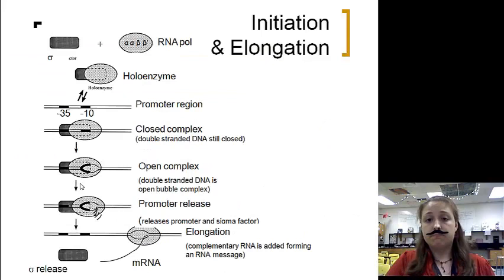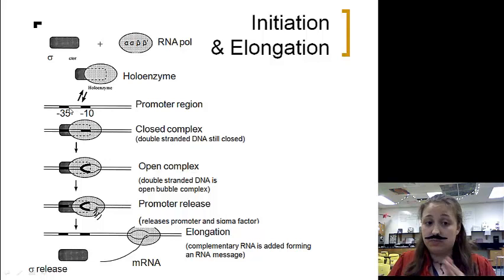So let's take a look at the steps. We have the sigma factor and we have our RNA polymerase come together to create the holoenzyme. That holoenzyme sits on the promoter and it recognizes a negative 10 region and a negative 35 region. These numbers indicate how many nucleotides before the start of the gene. So, 10 nucleotides before the start, it will recognize this sequence. 35 nucleotides before the start, it will recognize this sequence.